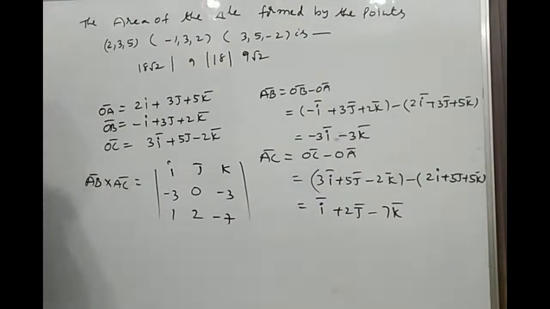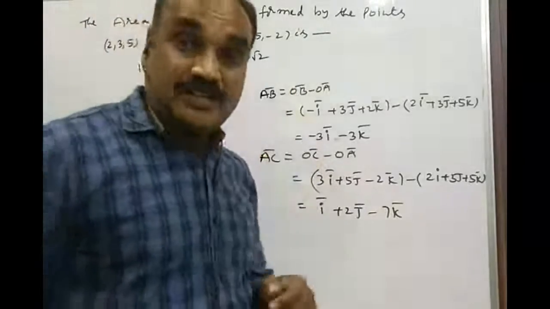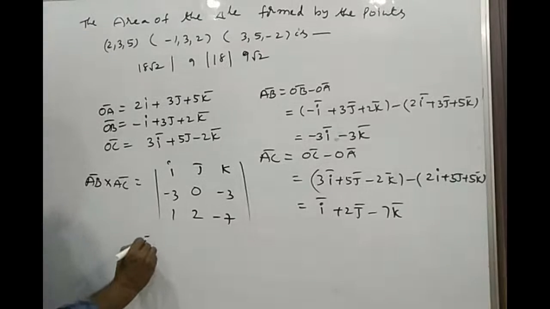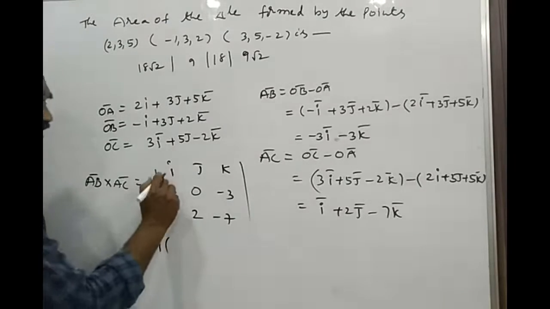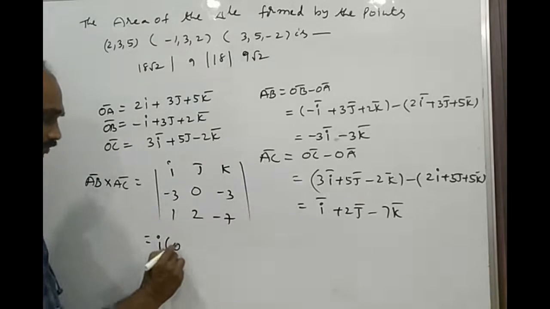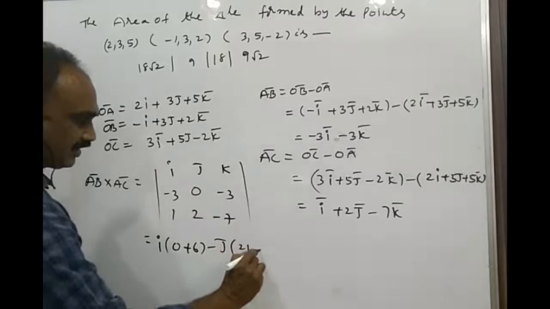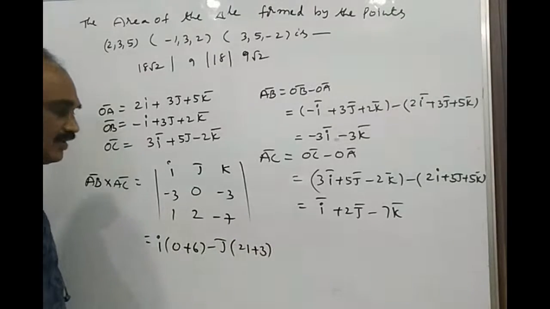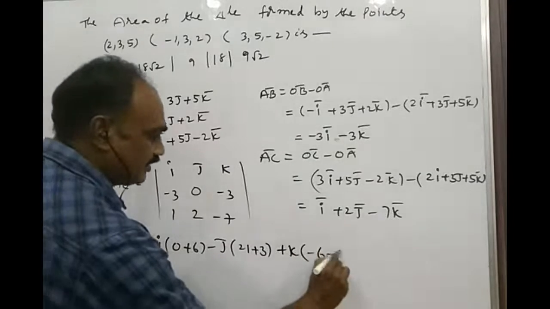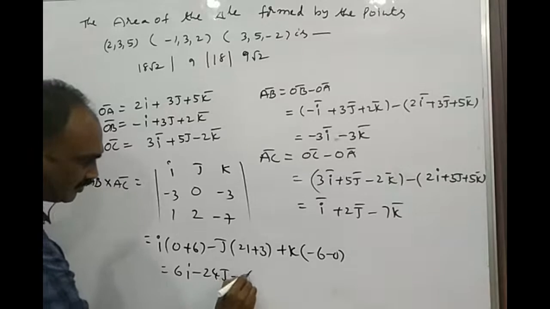In matrices, you know determinants, friends. Okay, friends, expand that. i into 0 plus 6, minus j into minus 7, 3 sevens are 21, ad minus bc, 21 plus 3, plus k into minus 6 minus 0. So that is equal to 6i bar minus 24j bar minus 6k bar.